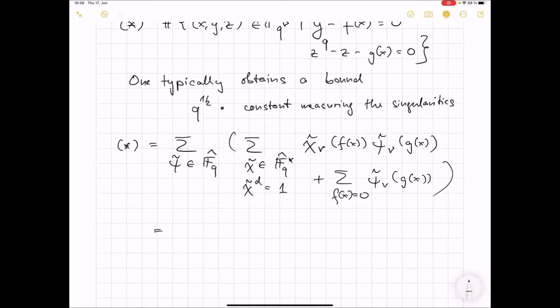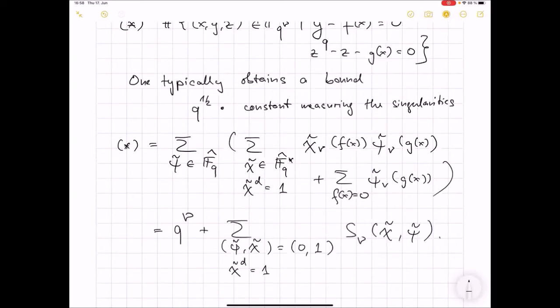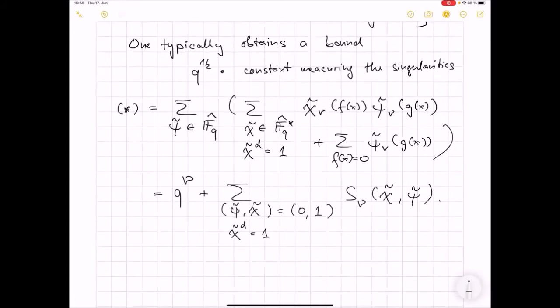And if both chi and psi are trivial, then I get a contribution q to the nu. And this is the main term, and I'm left with psi tilde, chi tilde, not both the trivial character. And of course, chi tilde to the d equals 1, S nu of chi tilde, psi tilde. And again, we know that this is a sum of n plus m minus 1 to the power nu things.